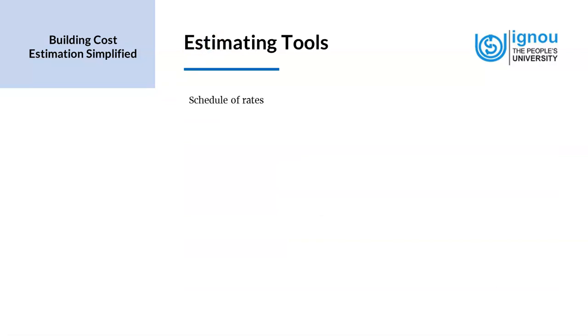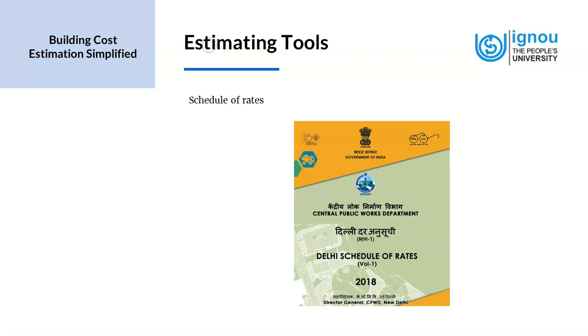Now we have another important tool, which is the schedule of rates. It is usually prepared by the Central Public Works Department. It's a government agency. The schedule of rates is a document which is published by the Public Works Department from time to time. Each state has its own schedule of rates. It is a comprehensive and useful technical document in the execution of civil construction works.